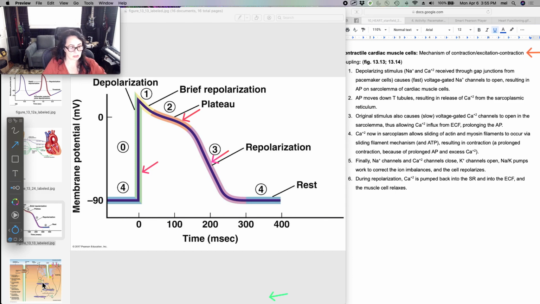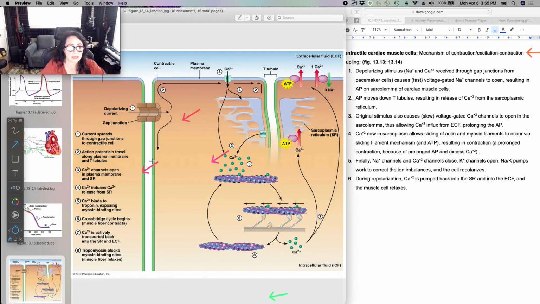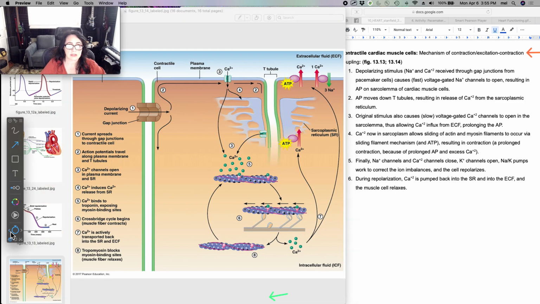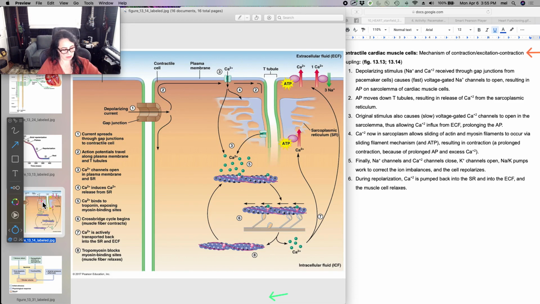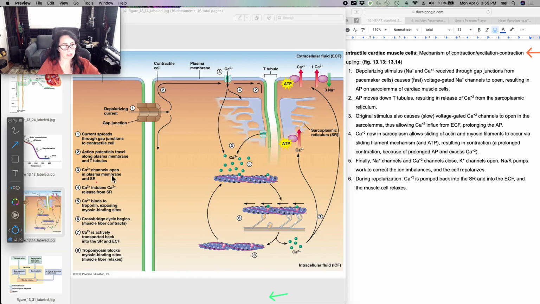Okay. All right, so now let's follow along with this that kind of shows you the whole thing. All right, so this is the whole story showing both where the ions are coming from and also how it causes contraction. So you ready? So first, the current, meaning the sodium and calcium, comes in through the gap junctions of the contractile cell. That's number 1 right there.